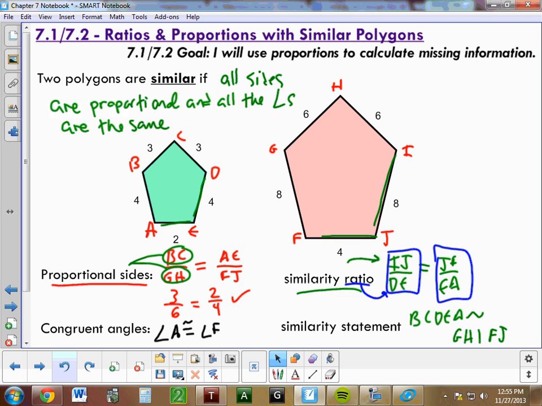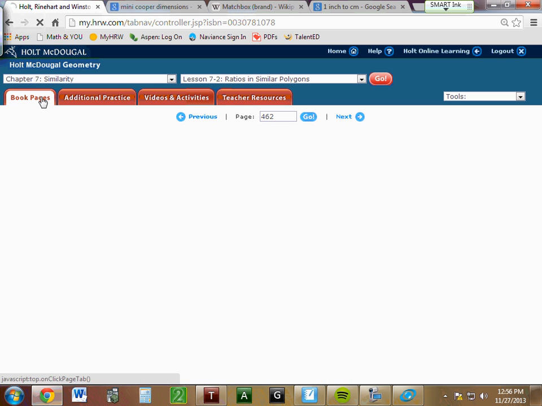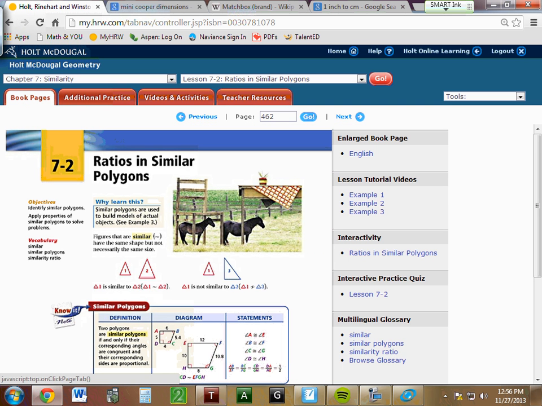So we'll do more of this practice in class with writing these out and showing that they're similar. Really, the end goal is to do this with triangles, and so that's why we're doing this. But I just wanted to show you some of the vocabulary so that you could see what some of the vocab comes out to. If you want to, you can always check some stuff in your book as well. If you go online and look at 7.2 and take a look at the book pages, you should be able to see what some of these examples are.